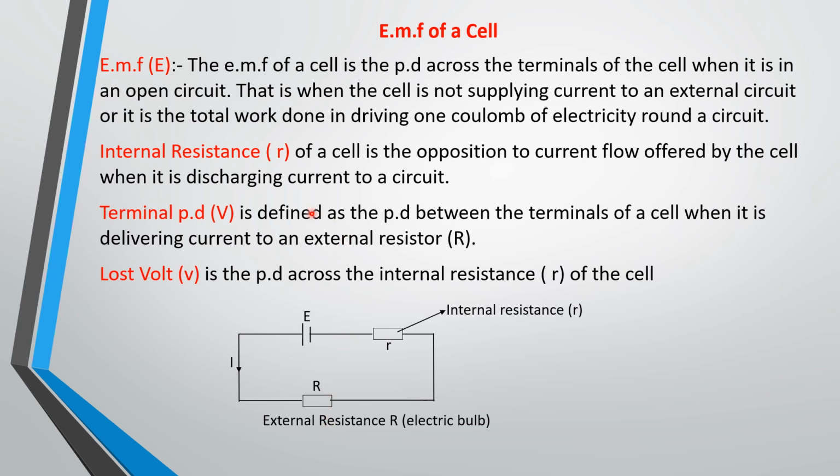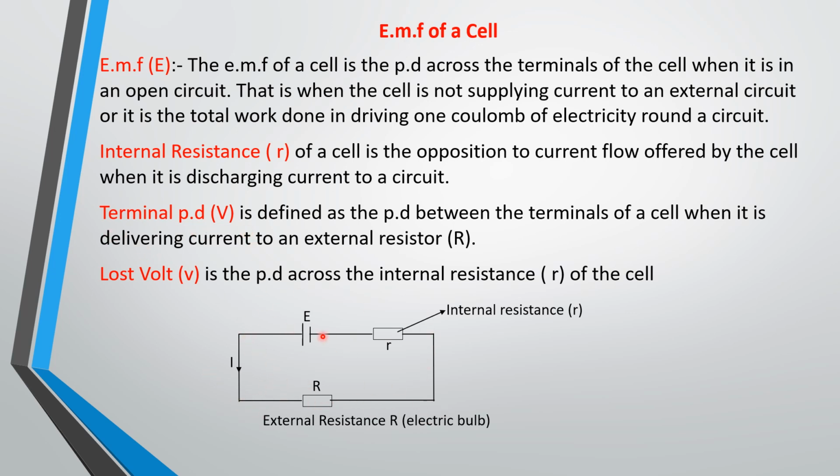Okay, it is the opposition to flow of current. That is the internal resistance of the cell. Then the terminal PD is defined as the PD between the terminals of a cell when it is delivering current to an external resistor. So when you say terminal PD, it means the PD across this external resistor.